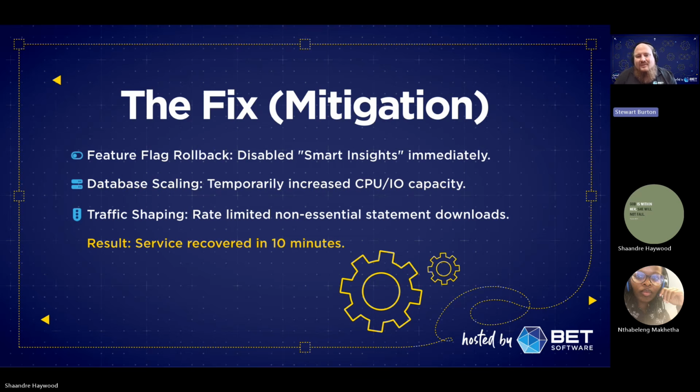Okay, the other thing that they can do is some traffic shaping. So verify the API tier scale, and add temporary rate limits on non-essential APIs so that the core pathways get prioritized.